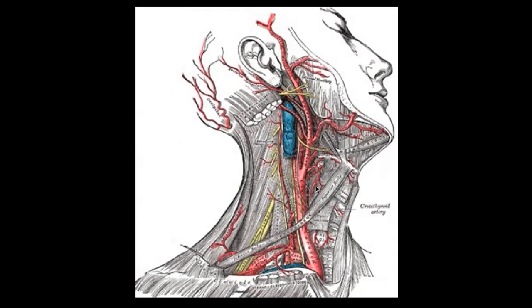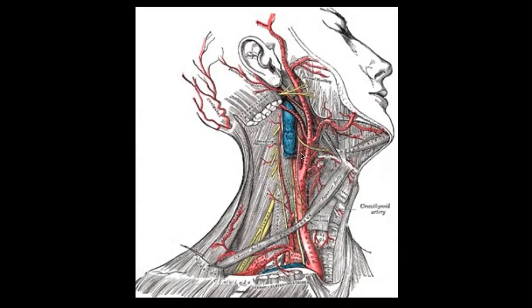There are no branches to the common carotid artery. There are no branches to the internal carotid artery in the neck region. The internal carotid artery goes into the cranial cavity and gives branches inside the cranial cavity, but in the neck, it does not give any branches. Now look at the external carotid artery. This is the external carotid artery.